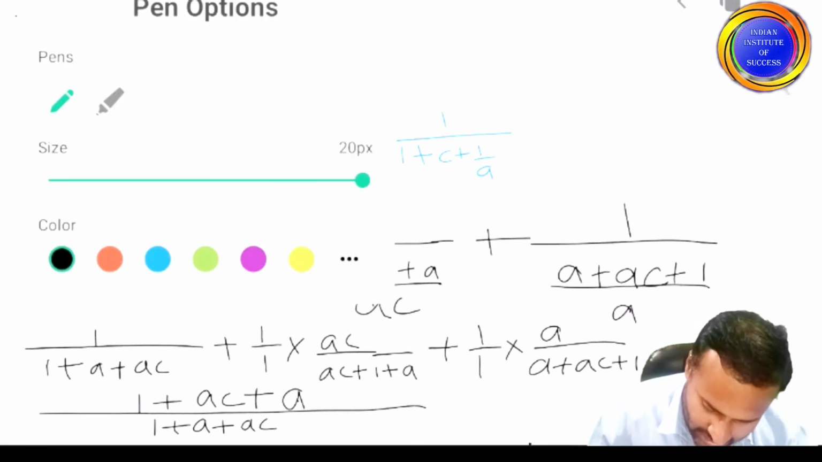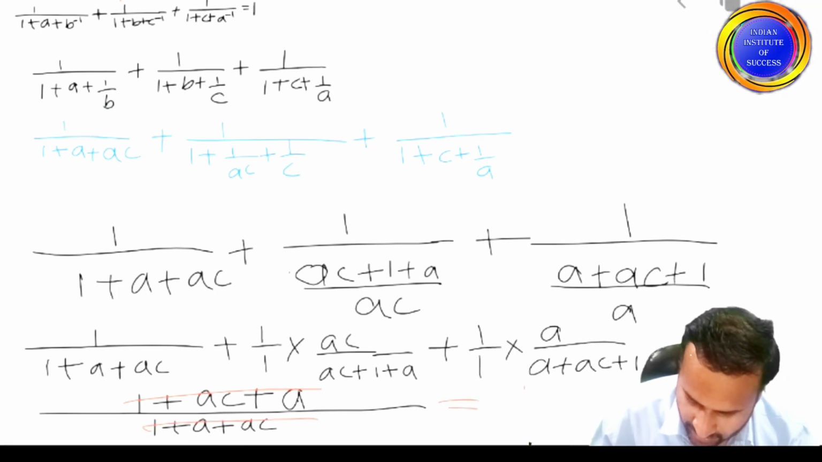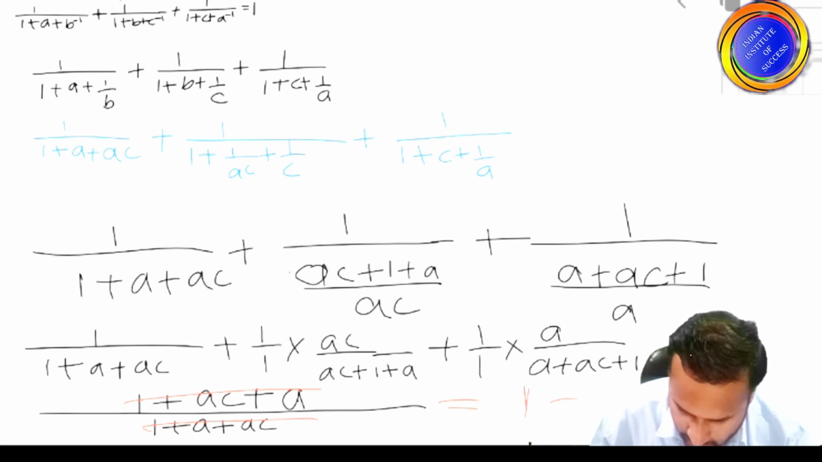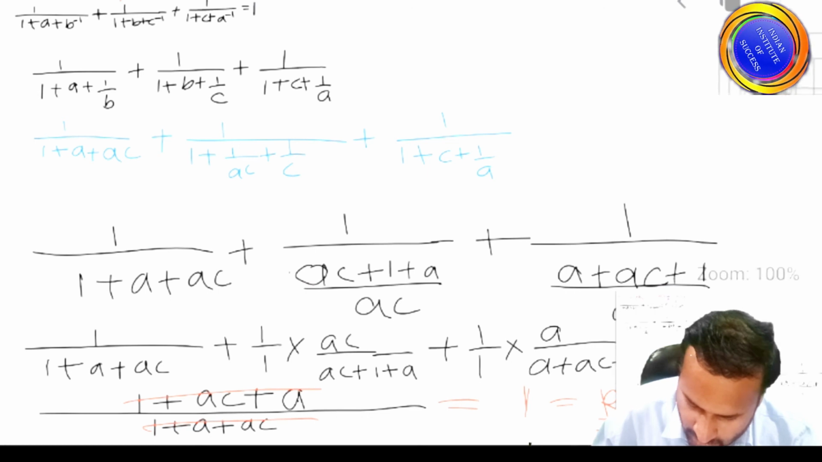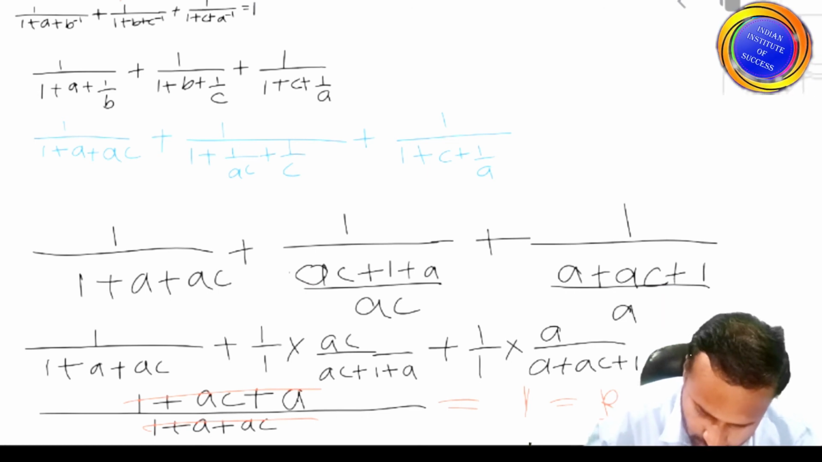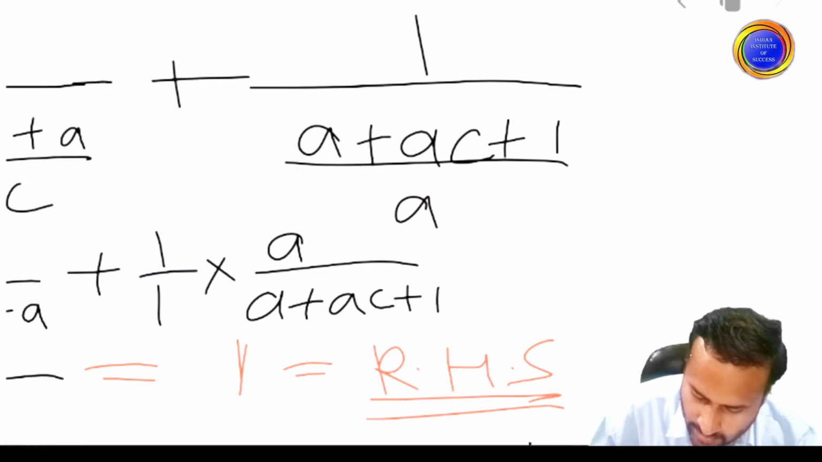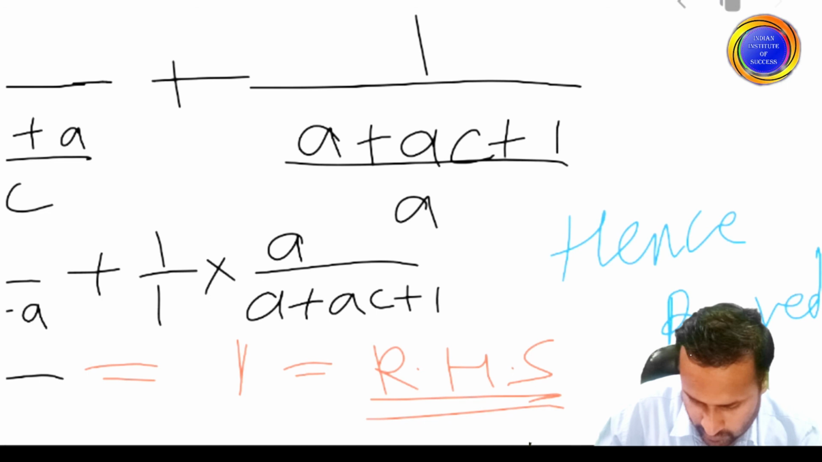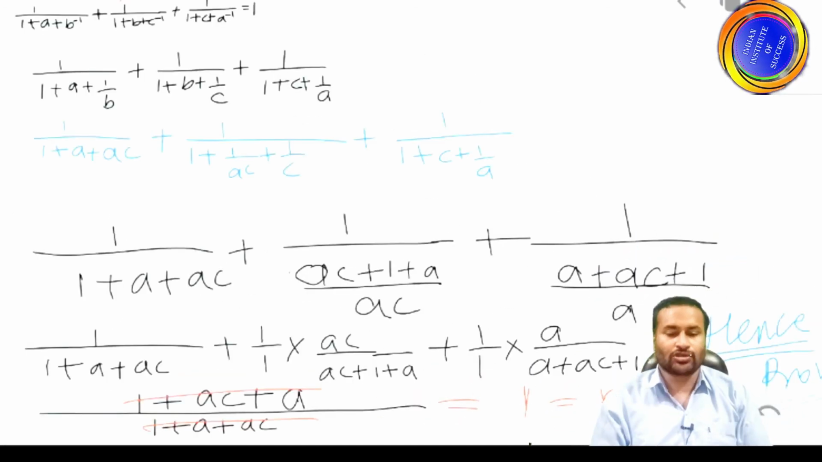Here we have to cancel out these terms. Now it will become 1. So it is equal to RHS, hence proved. So you can write hence proved. I hope you understood this question. These questions are very simple.